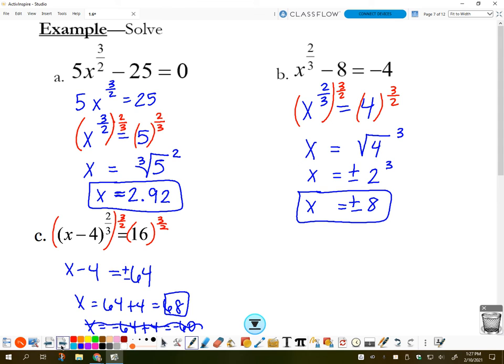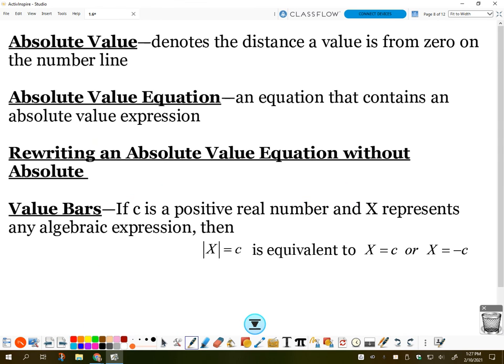Alright. So for absolute value. Remember, absolute value is the distance from 0 on the number line. You have an absolute value equation. It's just when there's absolute value in the equation. We have to rewrite an absolute value equation without the bars in order to solve.